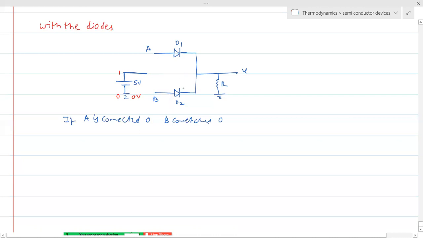Therefore, as D1 and D2 do not work, the output Y will be 0.